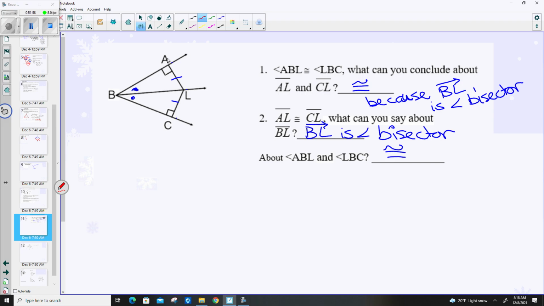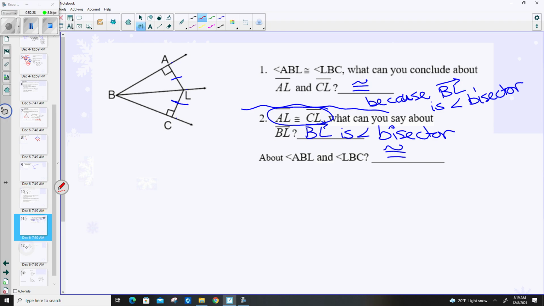Number one or number two? Number two. I'm giving you, that's like the given of my proof. I'm telling you those two pieces are equal, and I'm asking you to tell me what you can conclude off of that. So since I know those two are equal, then I conclude it's an angle bisector. So I'm kind of illustrating both theorems. The first one, we had the angle bisector, so we knew those pieces were equal. The second one, we had the pieces were equal, so we could call it an angle bisector. Good?